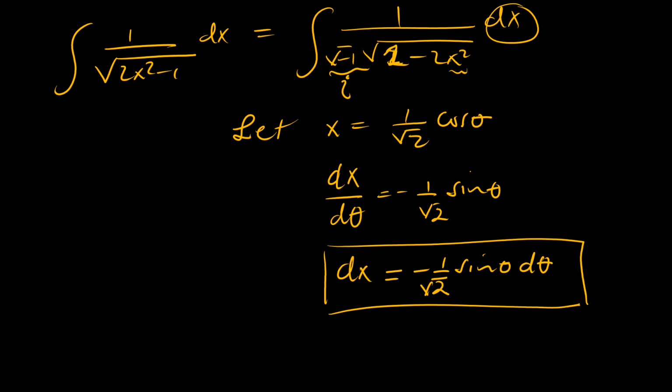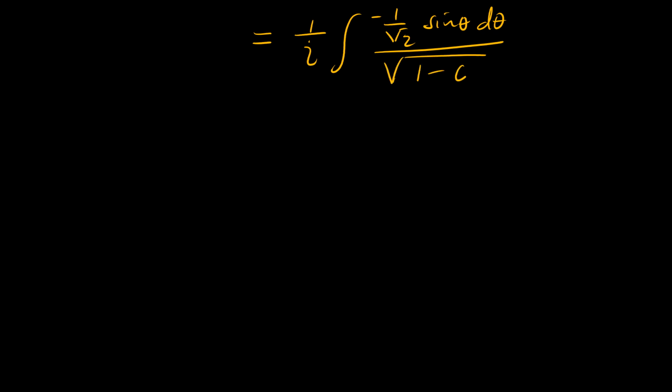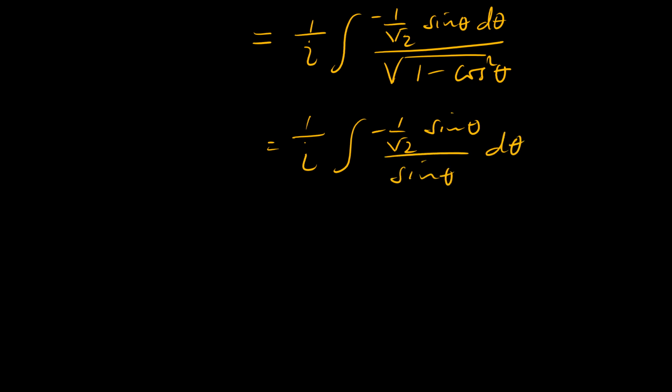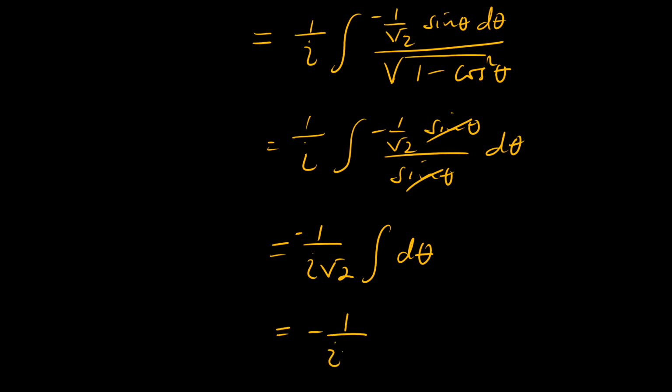So then what we have is 1 over i, integral of -1 over root 2 sine theta in the numerator, 1 minus cosine squared theta, which is integral of root 2 sine theta over sine theta, which equals 1 over, as a negative, root 2 integral of 1, and so we have negative 1 over i root 2 theta plus the integration constant.